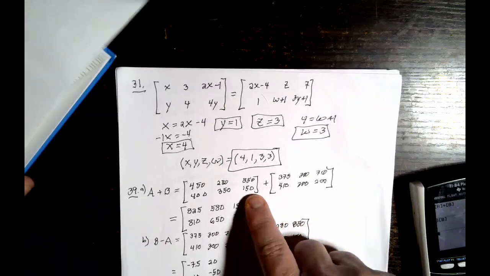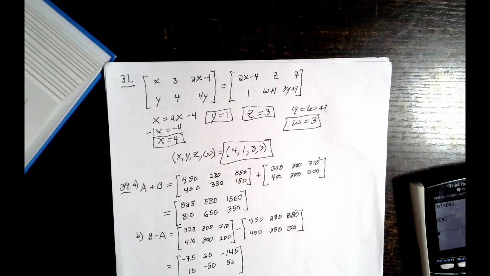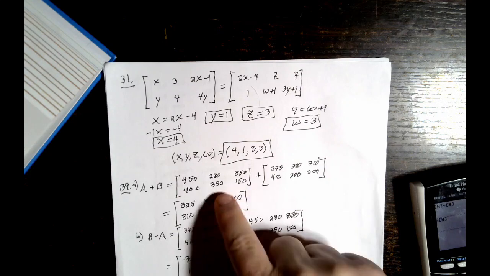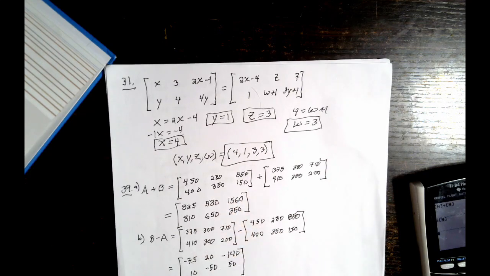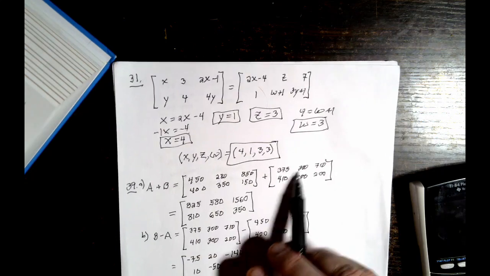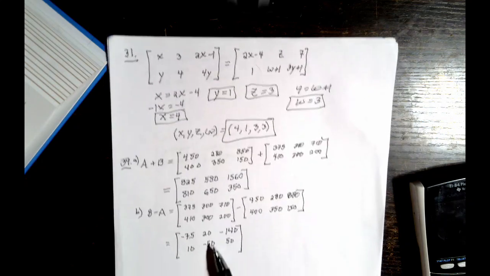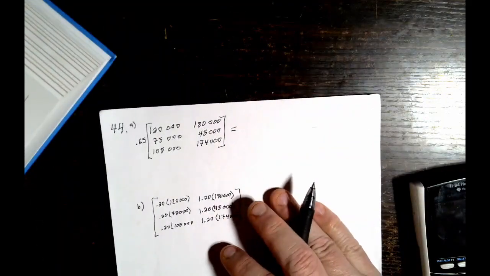Okay, now 39, they give you 2 matrices, and they ask you to add them together to get the total sales from both, and then they want you to find the change in sales, so you're subtracting them. Okay, so here's where you're adding them, the numbers get bigger. Here's where you're subtracting them, and some of them are actually negative because the change went down.